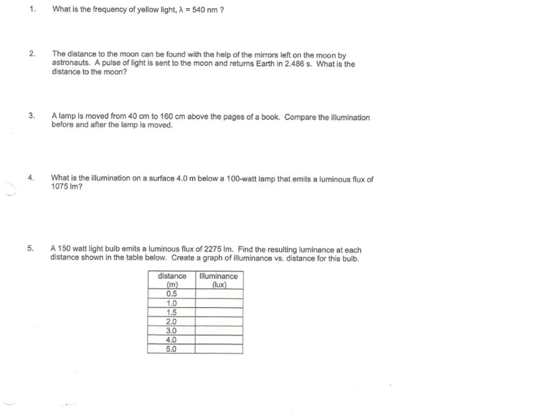Now for number 5, again, what we're going to need to do is take our luminous flux of 2275. We need to convert that over to our candela by dividing that by 4 pi. We need to take each of the distances that are in the chart that are in meters and convert those over to feet. And then to find our illumination, we will then go back and take our candela divided by our radius squared.